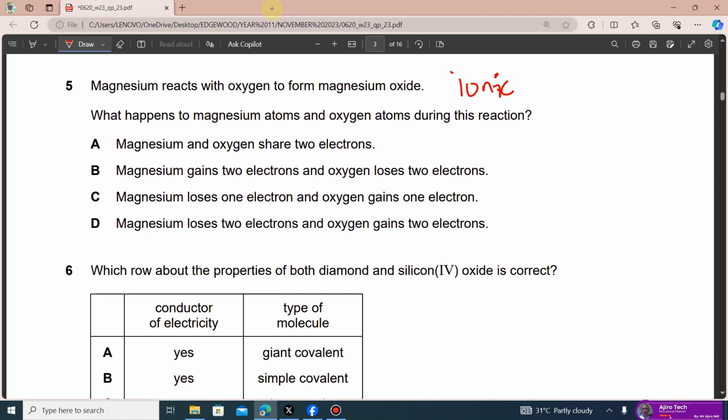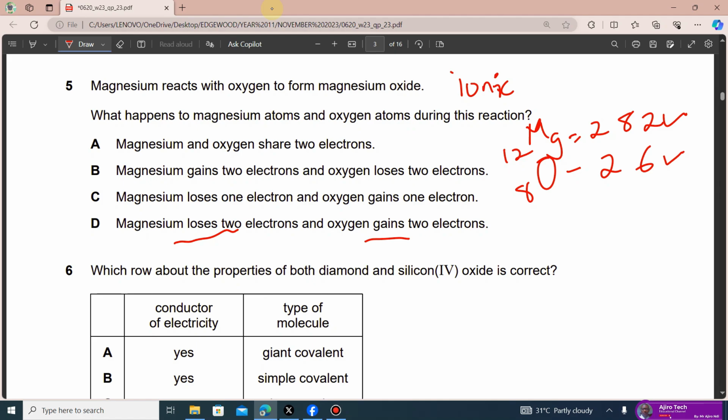So if you look at the configuration of magnesium 12, it's 2,8,2. Oxygen with proton number 8 is 2,6. So magnesium will transfer 2 electrons to oxygen, and you have to look for an option that aligns with that thought. So you look at option D. Magnesium loses 2 electrons and oxygen gains the 2 electrons to complete the octet structure here. So D is the answer to this.